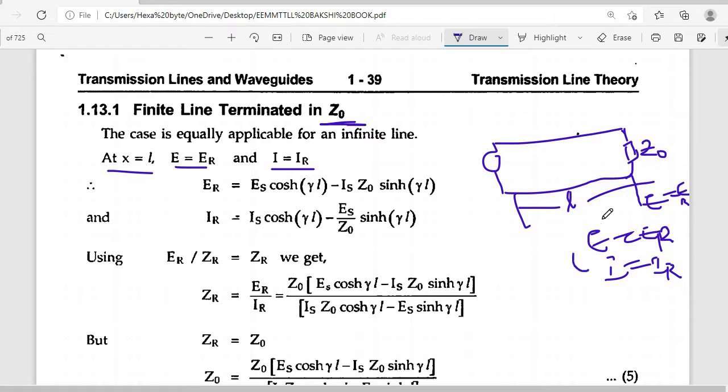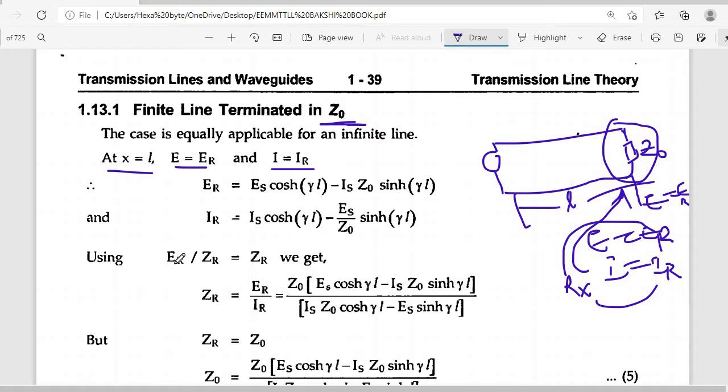See, these two are at the receiving end. Receiving end means receiving current, receiving voltage. So that's why I equals IR, E equals ER at this point. So E is equal to ER, ES cosh γL minus IS Z0 sinh γL.